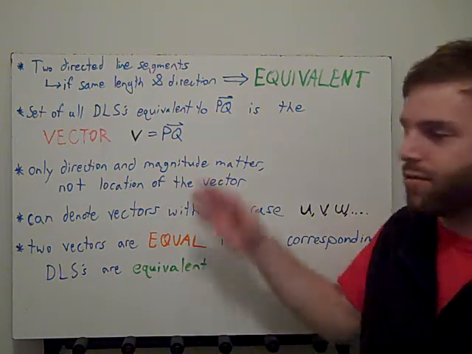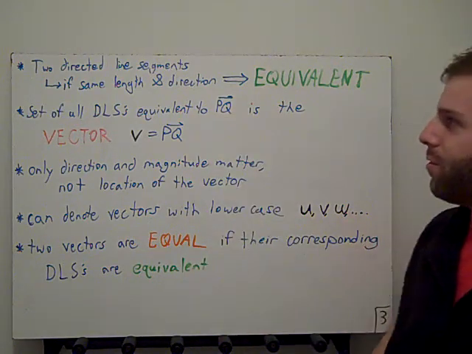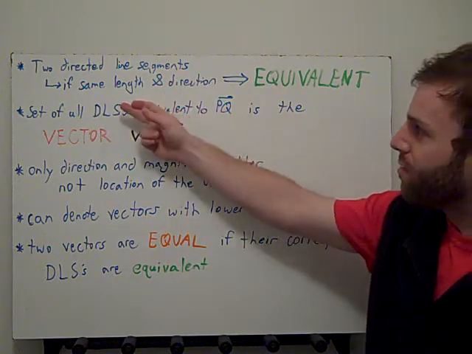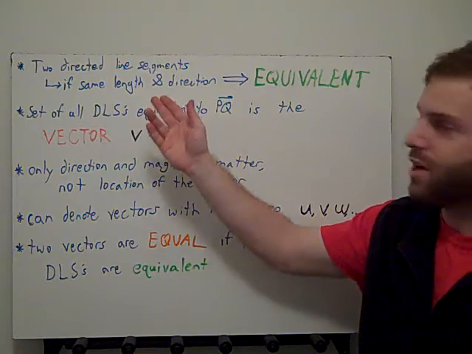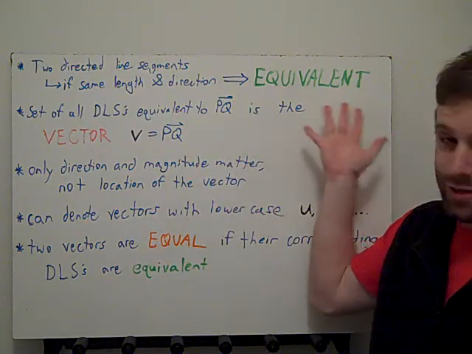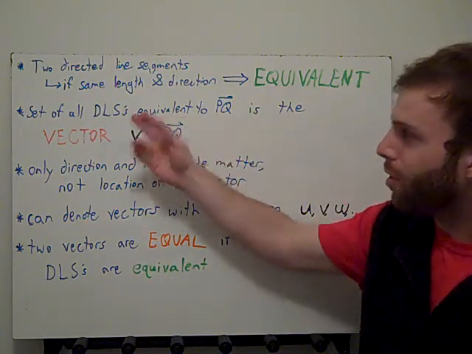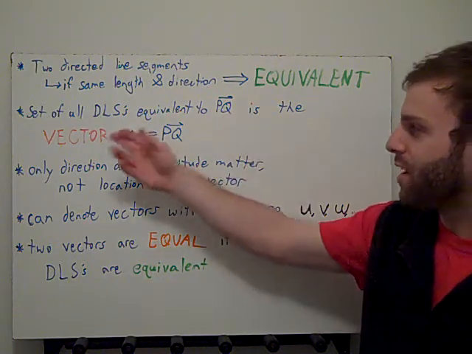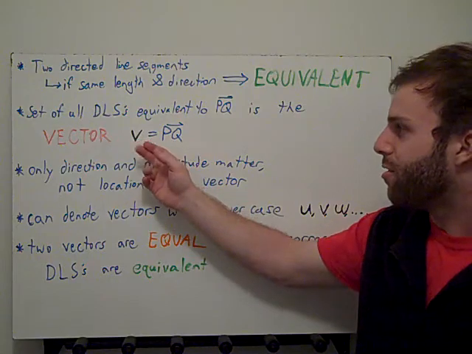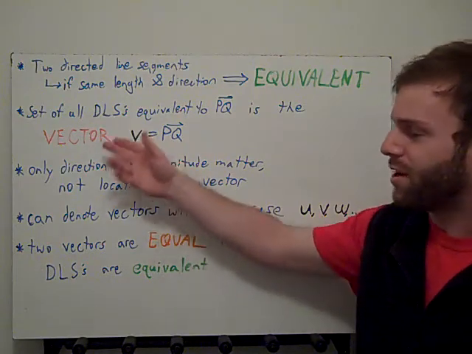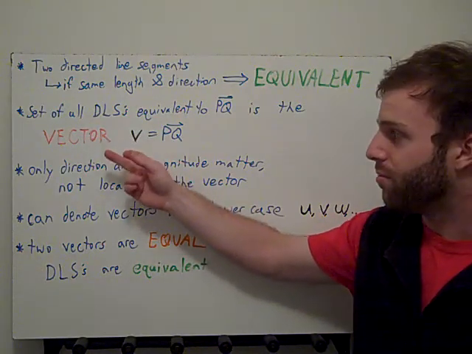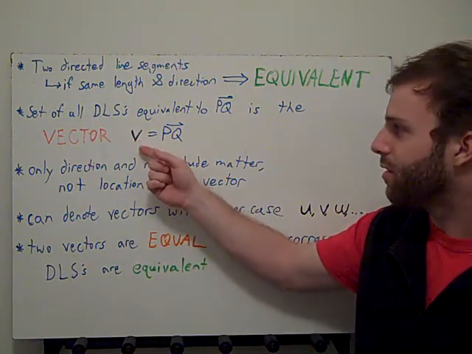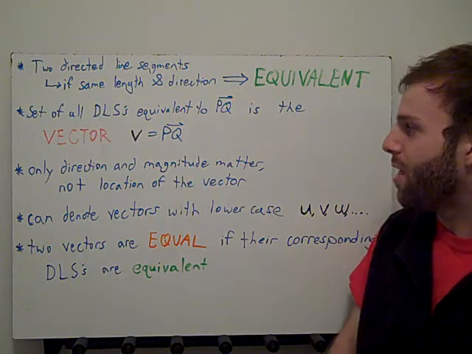So here's just some important things to note along with this. If we've got two directed line segments, if they both have the same length and direction, then they're going to be equivalent. And the set of all directed line segments equivalent to PQ is the vector V. So this is where we're officially defining the term vector. We'll label that as just a bold V, and it's equal to PQ.